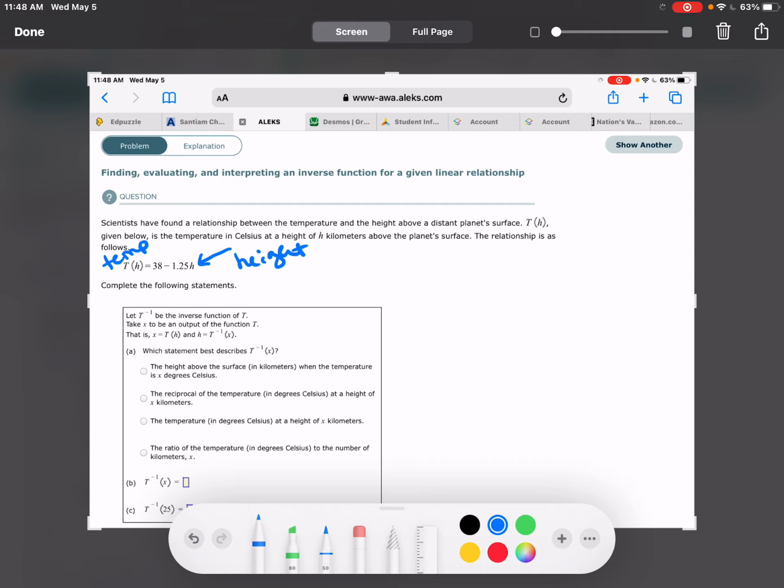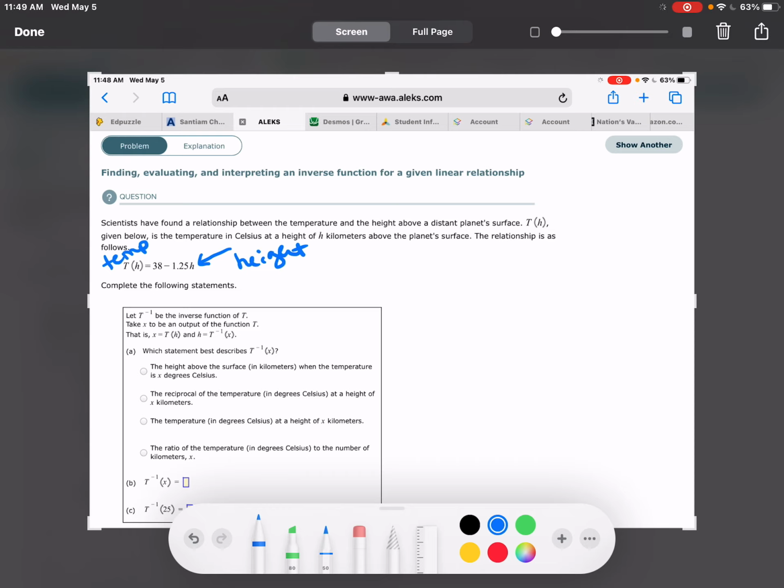So complete the following statements. Let the inverse of t be the inverse function of t. Take x to be an output of the function t. That is x equals T of h, and h equals the inverse function of t. It says, which statement best describes the inverse function of t?